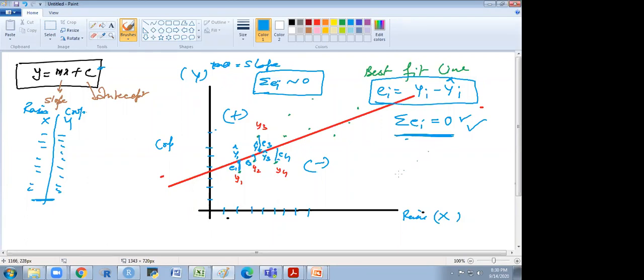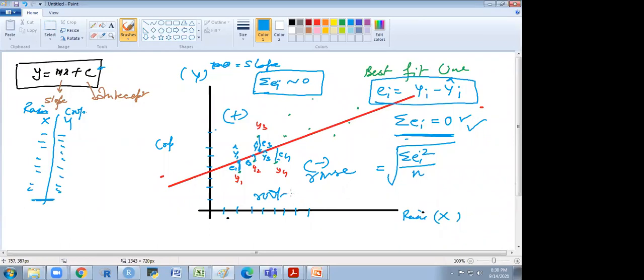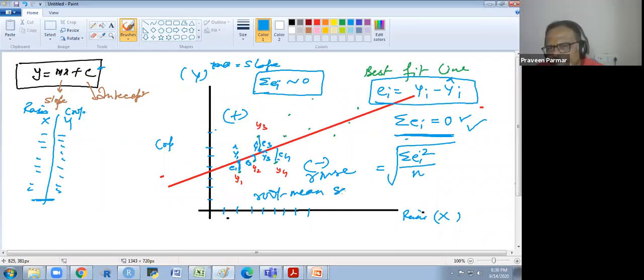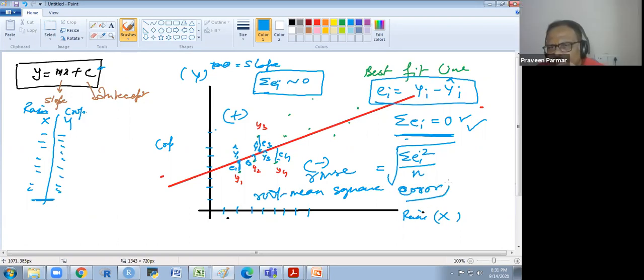So then what we will do, we'll find out the square of this, so we'll get all positive, as we do in standard deviation, and then we divide by n, and then we take the square root. So it is called RMSE, root mean square error. This is the measurement of the linear equation. It should be minimum. Root mean square error. This is our main criteria by which we could measure the accuracy of the model.